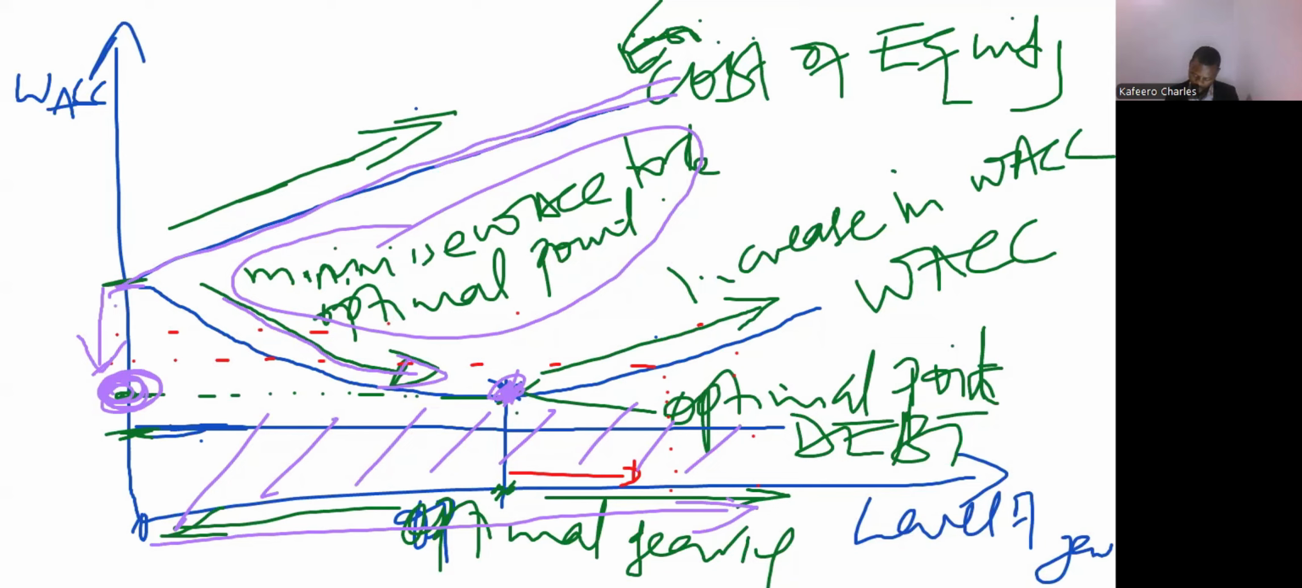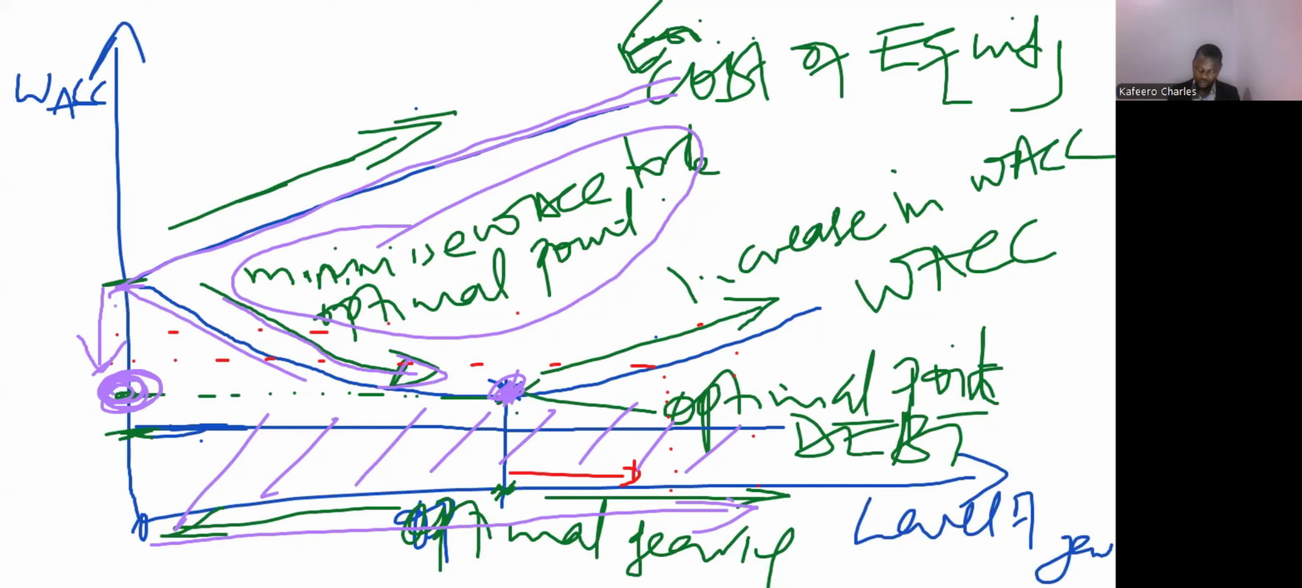So what we do, we start to reduce debt downwards. As you borrow, you will keep on paying interest on debt, and the owners, of course, are going to be demanding more because you are paying the other side, and for them you are not paying them, because interest is going to be paid whether you want it or you don't want, even if you don't make profit. So as you keep on borrowing, the cost of equity keeps on going up.